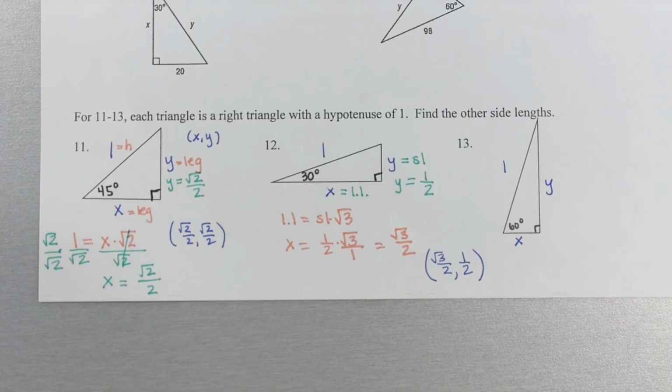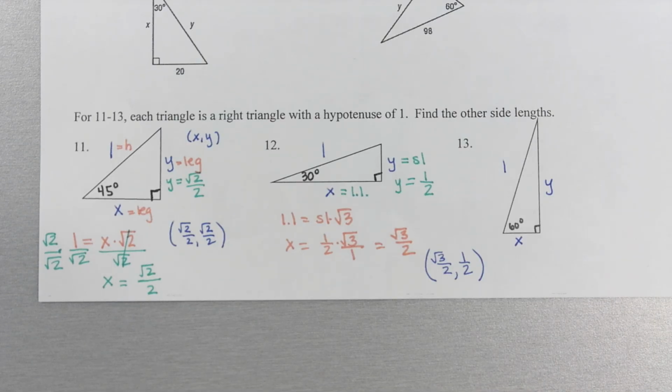Now, what do we know about the triangles in 12 and 13? They have all the same angles, right? So the side lengths are going to be the same. It's just that this is rotated and it's reflected. Okay, so what is my x value going to be for this one?